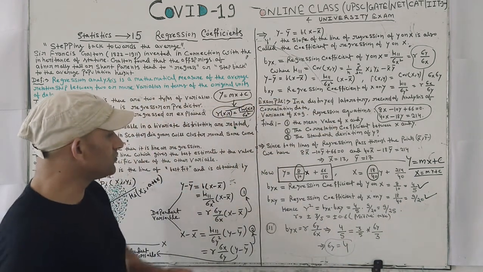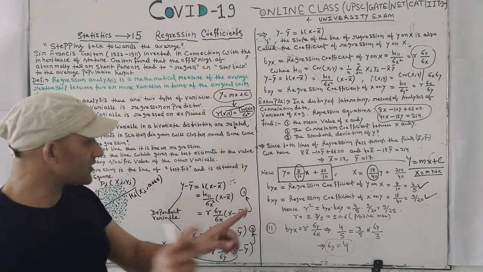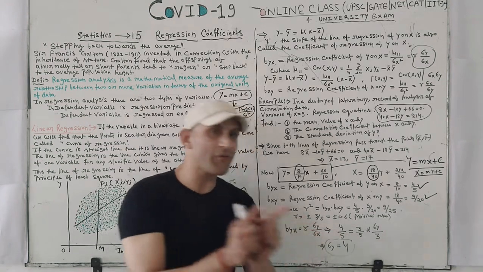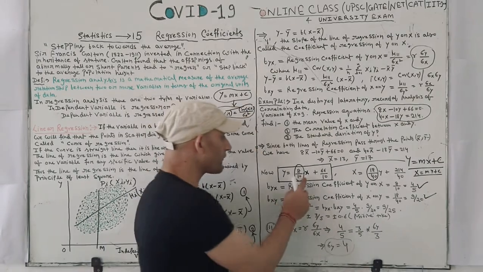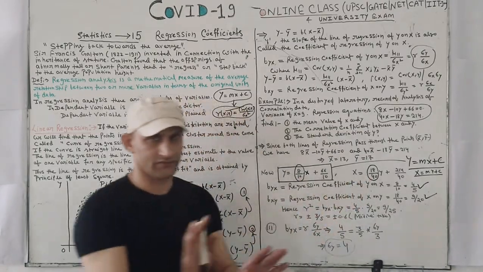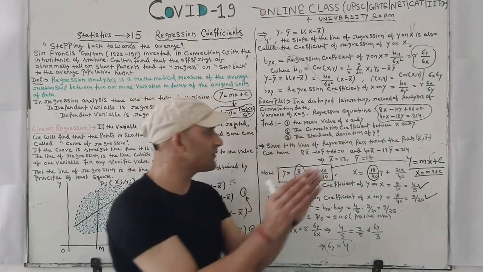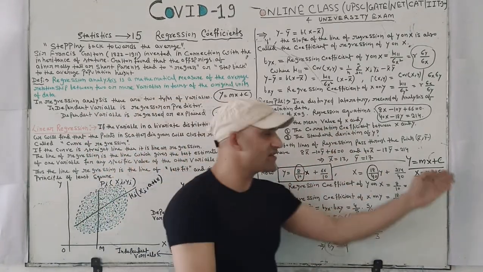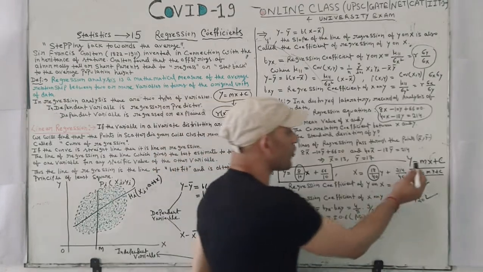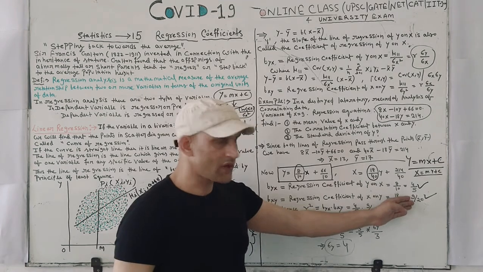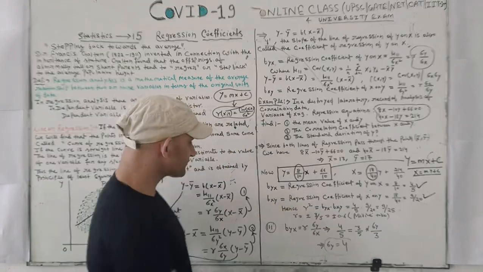So the first thing the examiner will ask is the regression coefficient of y on x and the regression coefficient of x on y. So you have to put in this data. Whatever equation of the straight line they have given, at first you write it in the form y is equal to mx plus c, and then write what the coefficient is. That is your answer.